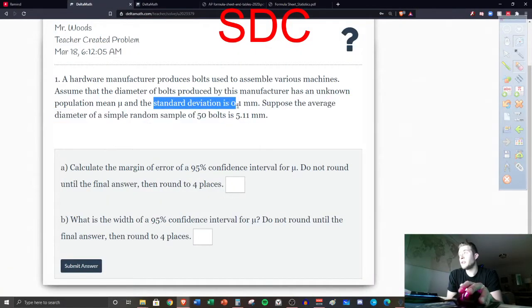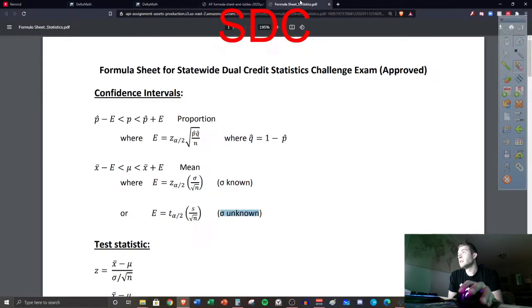Well, we have to look at the standard deviation. How does this read? It says, assume that the diameter of bolts produced by this manufacturer has an unknown population mean and the standard deviation. So this is reading as if this is the population standard deviation. So we do know sigma. So we're going to be using this formula right here. And it's just these 2 parts. That's all we need. So your margin of error is equal to critical value, which is what this is. I know a lot of students have gotten confused about this, but remember we wrote out, actually no, I think that was the video that got missed and I posted late.